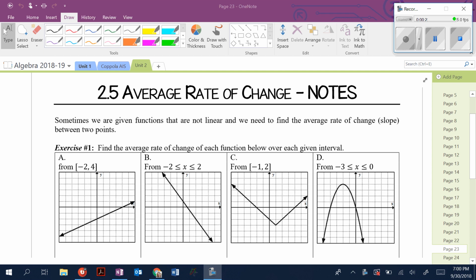Because you can actually find the average rate of change over 2 points of any function, where we call a linear function slope because a line has the same average rate of change over the whole entire function. Let's see this in action. So exercise number 1. We have got to look at finding the average rate of change.